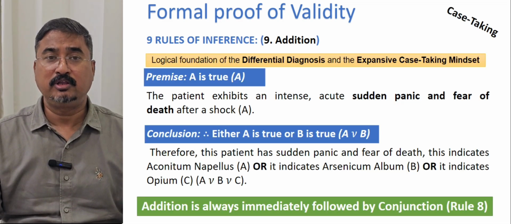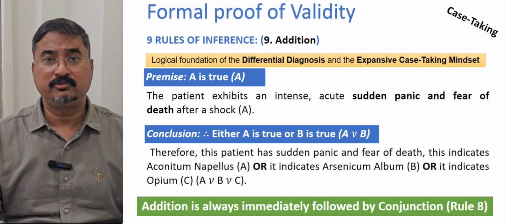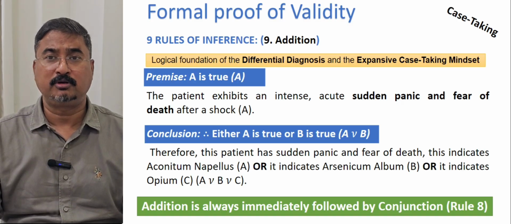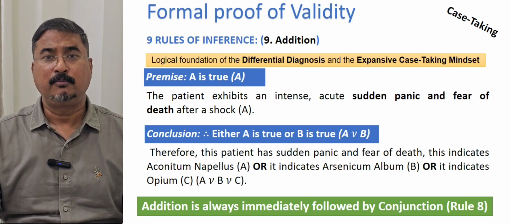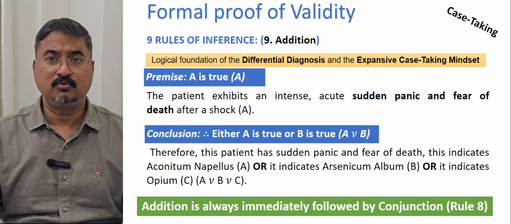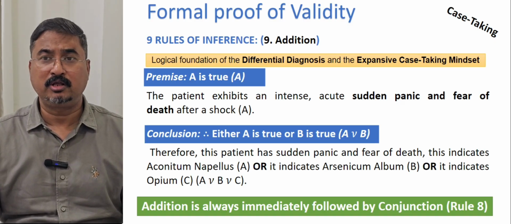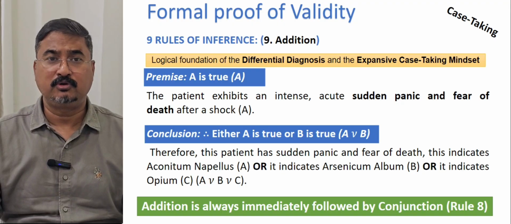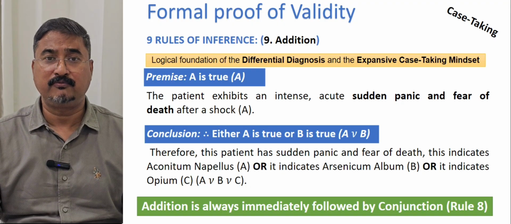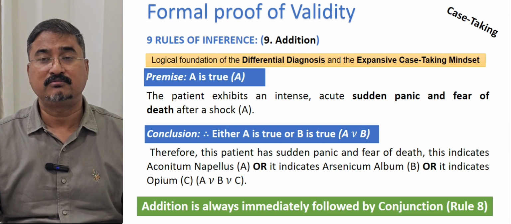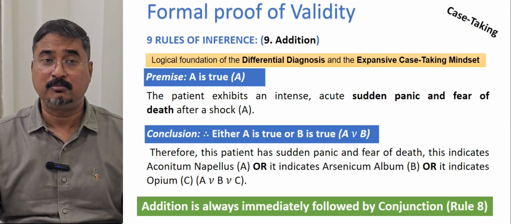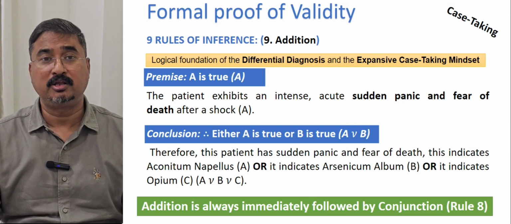Suppose that during case-taking, the homeopathic researcher observes one confirmed symptom, that is, the patient experiences an intense sudden panic with the fear of death immediately after a shock. This is our premise A. By applying the rule of addition, we can broaden our thinking and say, therefore, the patient has sudden panic and fear of death. This symptom picture may indicate Aconite napellus, or it may indicate Arsenicum album, or it may indicate Opium.